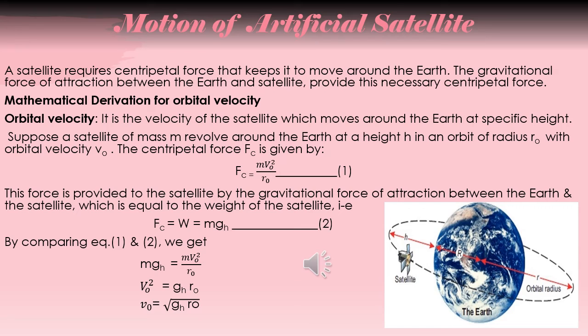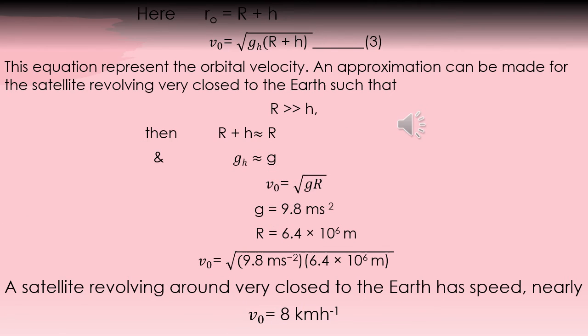By comparing equation 1 and 2, we get m gh equals m vo square divided by ro, or vo square is equal to gh ro, or vo is equal to square root of gh ro. Here, ro is equal to r plus h, so vo is equal to square root of gh into (r plus h). This equation represents the orbital velocity.